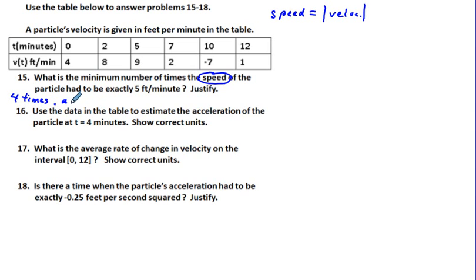And our justification, according to IVT, the intermediate value theorem, and just to give one example, 5 is going to be greater than v of 0, but less than v of 2. Okay, and so that's going to be correct. And also 5 is going to be less than v of 5, but greater than v of 7.